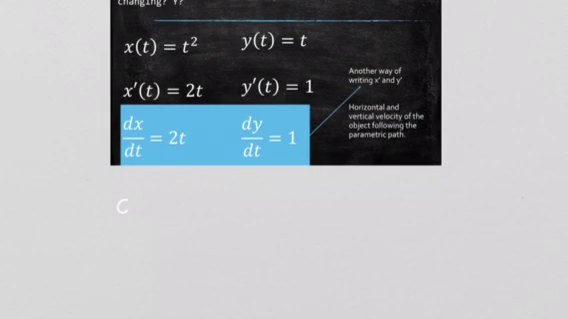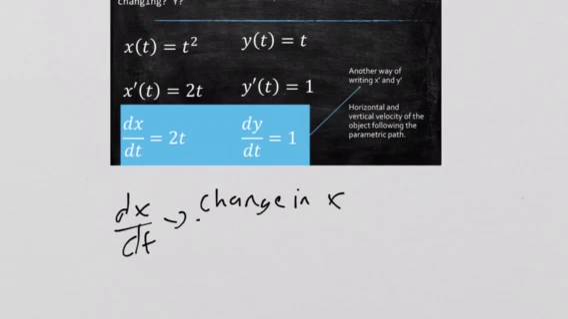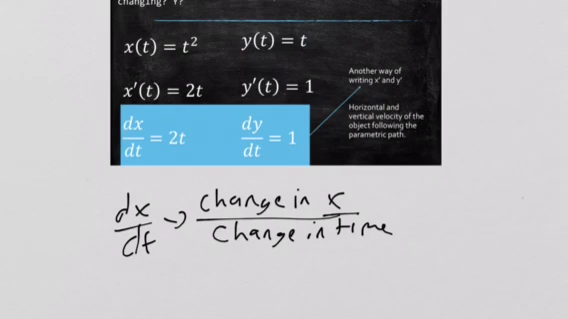And dx/dt is just telling us the change in x divided by the change in time, instantaneously. How does a small change in time affect x? A small change in time is going to affect x in this way. And how does a small change in time affect y? That's what dx/dt and dy/dt mean.